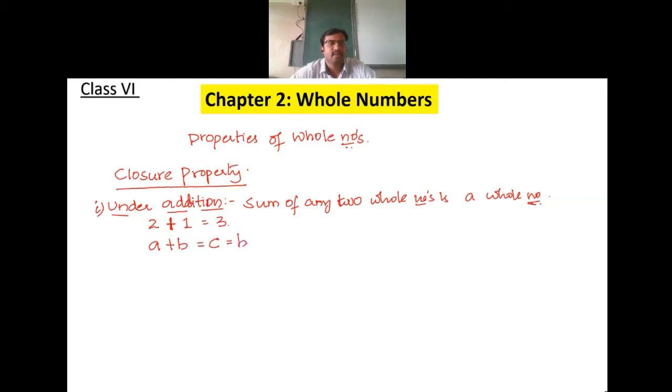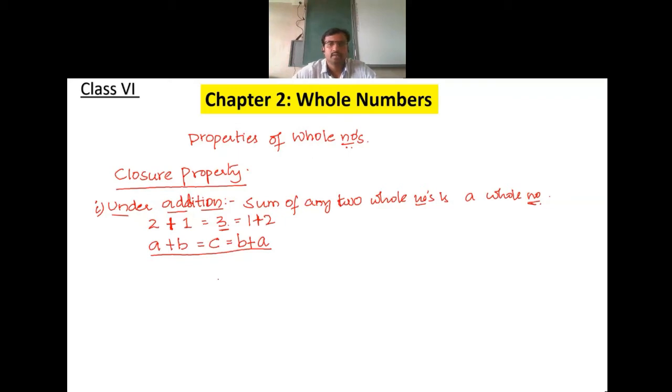We can also change the order of addition. The sum remains the same. Here 1 added to 2, we get the same sum. This is true for any two whole numbers. Any two whole numbers, you add them, we get a whole number again. This particular property is called the closure property under addition.